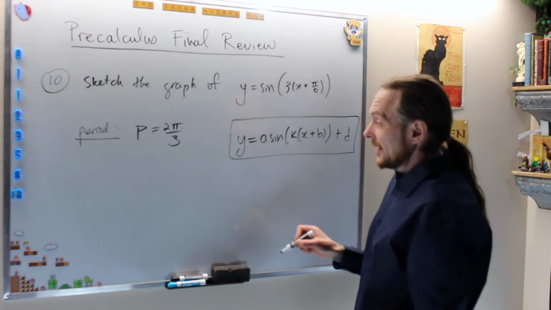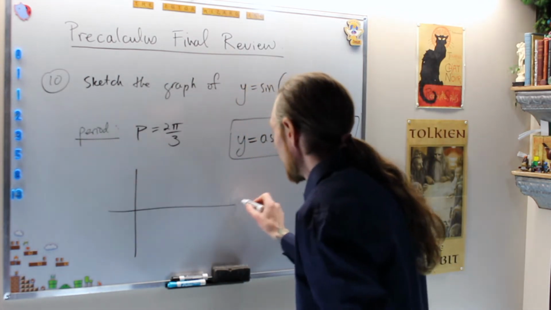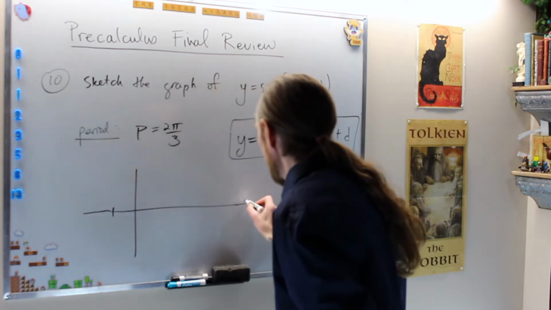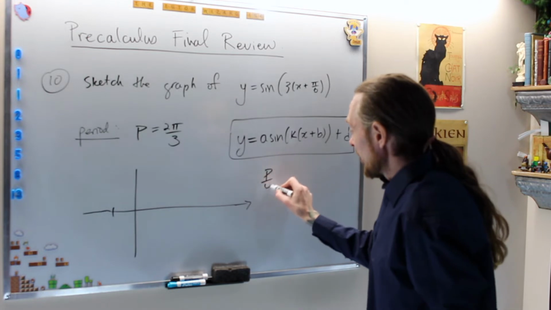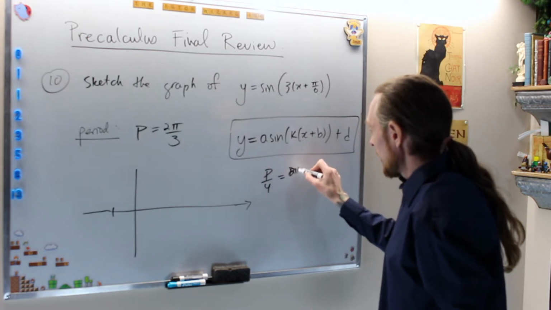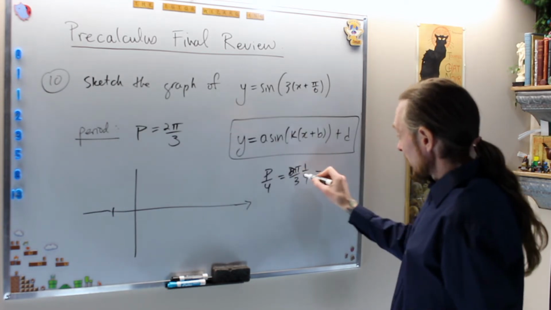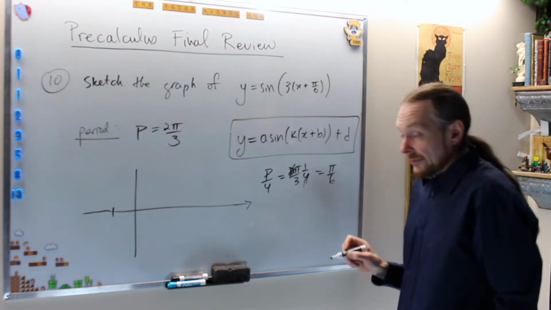This period being 2 pi over 3 tells me that now what we're going to do in general to get key points on the graph of sine x is we want to do the period over 4, which in this case is going to be 2 pi over 3 divided by 4, which is 1/4, which is going to cancel and cancel. We're going to get pi over 6 conveniently.